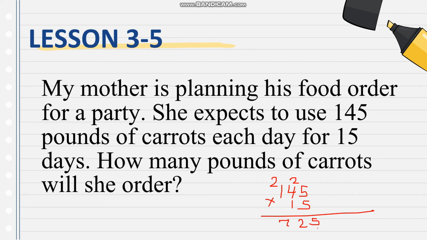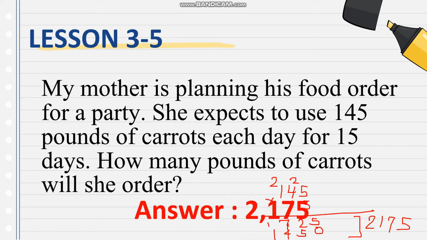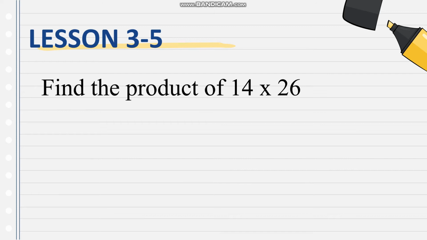Then we need to put 0. Then 1 times 5 is 5, 1 times 4 is 4, and 1 times 1 is 1. Then add. 5 plus 0 is 5, 2 plus 5 is 7, 7 plus 4 is 11, regroup 1, 1 plus 1 is 2, so the answer is 2,175. Next, find the product of 14 multiplied by 26.